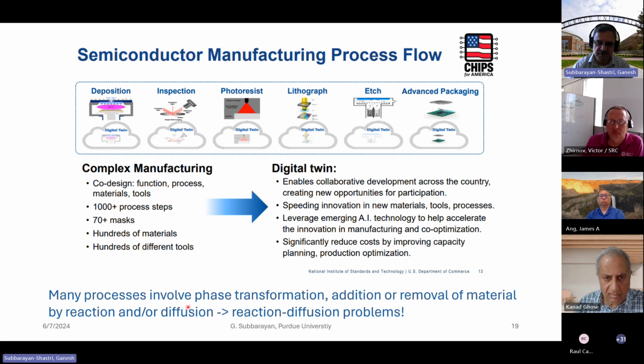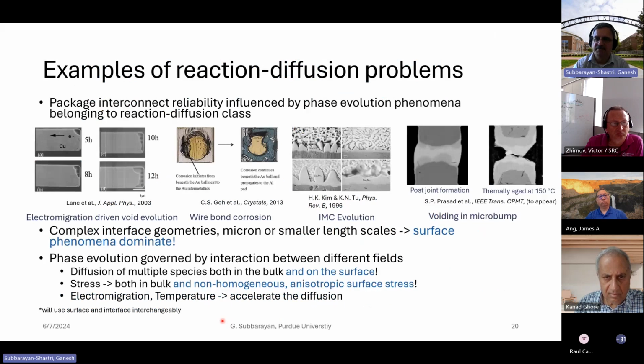These processes involve phase transformation, addition or removal of material by reaction and or diffusion. These are generally classified as reaction diffusion problems. And these problems are fairly challenging, both from a theory point of view and from a modeling point of view. My experience is more in packaging, advanced packaging, but nevertheless, this class of problems is general. So I'm showing some examples from packaging literature.